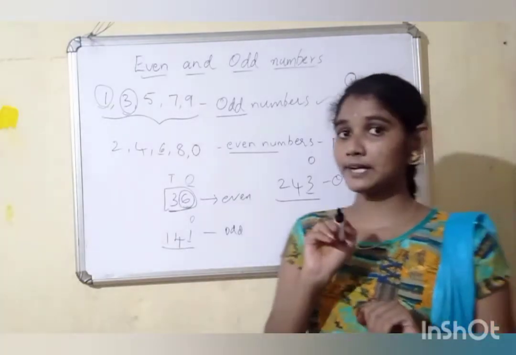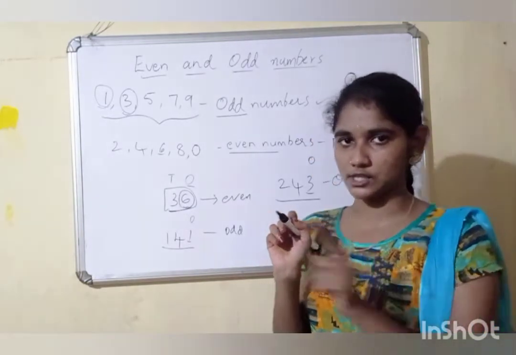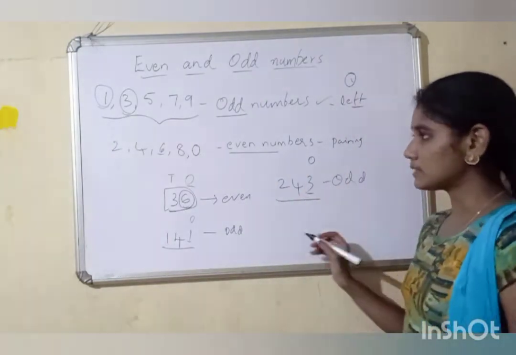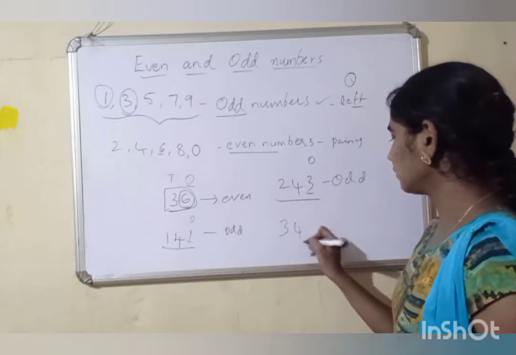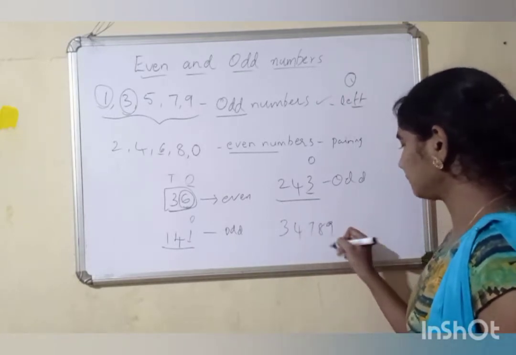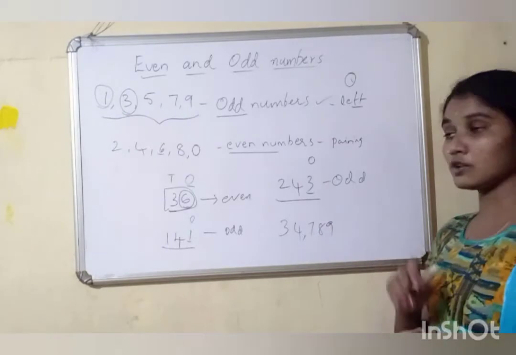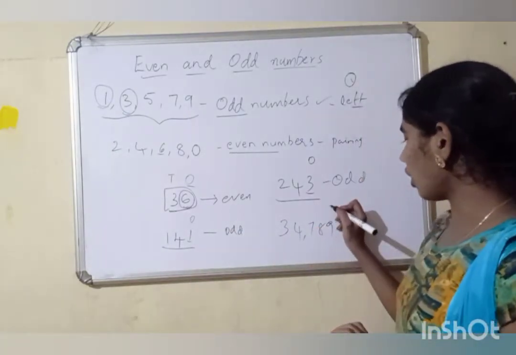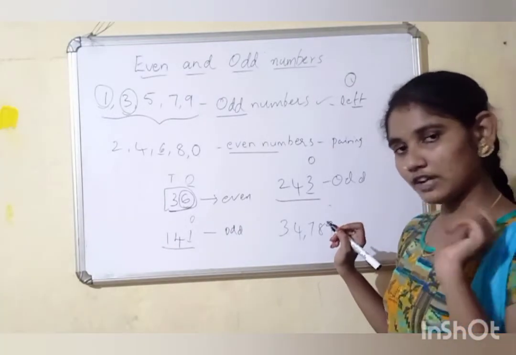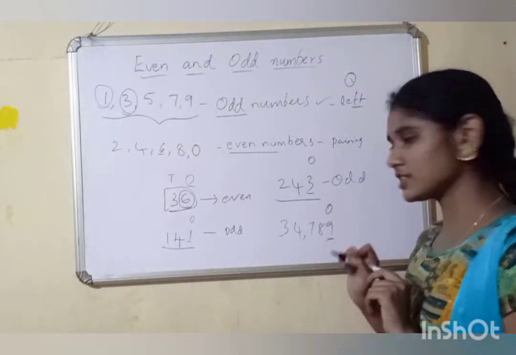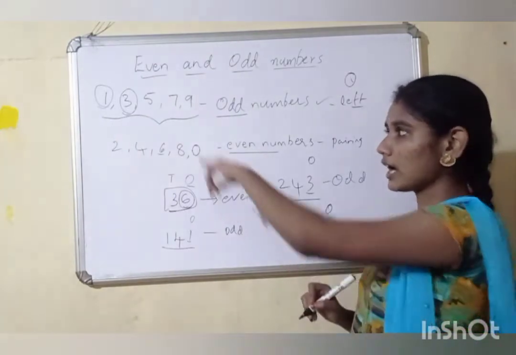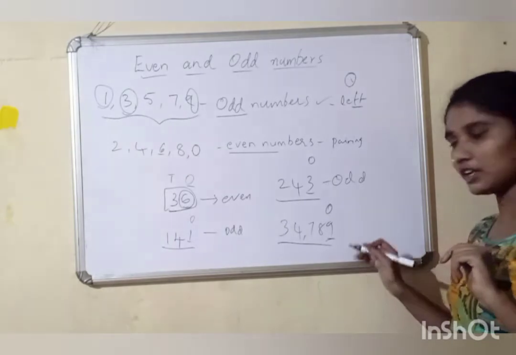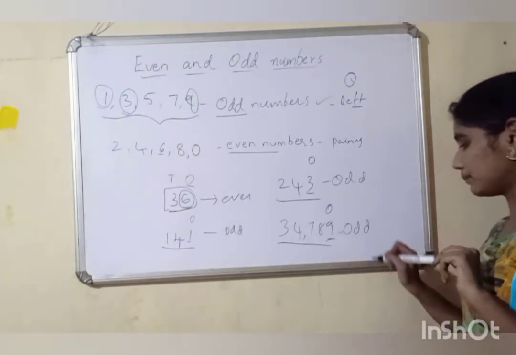And you should keep that in your mind. You have to check only the ones place, not the tens place, not the middle place, not anywhere else. Next, we'll see a bigger number, 34,789. It's a very big number, right? To find out whether it is even or odd, which place will we check? Only the ones place. The ones place digit is 9. 9 is an odd number. So the entire 34,789 is an odd number.